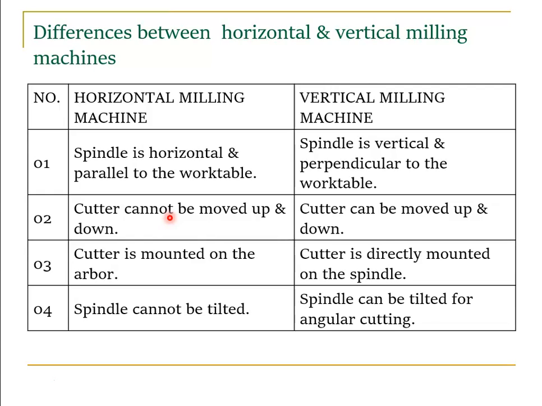So the cutter cannot be moved up and down in the horizontal machine; it is a fixed one. But in the vertical machine it may move. The cutter can be moved up and down. And in the horizontal machine the cutter is mounted on the arbor. In the vertical machine it is similar to our drilling, so you can fit directly or use other accessories. The cutter is directly mounted on the spindle. The next point is that the spindle cannot be tilted in the horizontal machine, it's a fixed one, but in the vertical machine the spindle can be tilted for angular cutting.